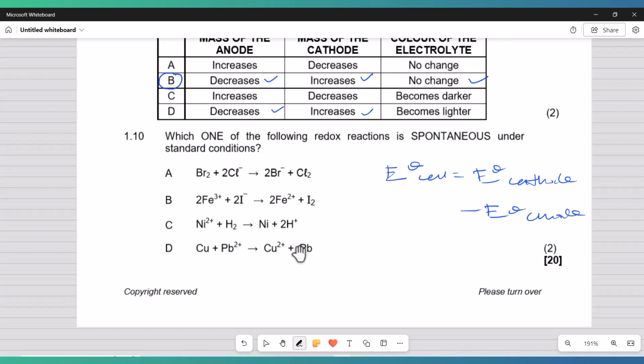minus E standard for the anode, okay. Now in our table 4b, the one which is the anode is above the other, okay. And so for that matter, when you substitute and subtract for each of the cells, you're going to find out which pair is most positive. So the one which is most positive will give us the one which is most spontaneous. So if you do so for all of them, you're going to get B.